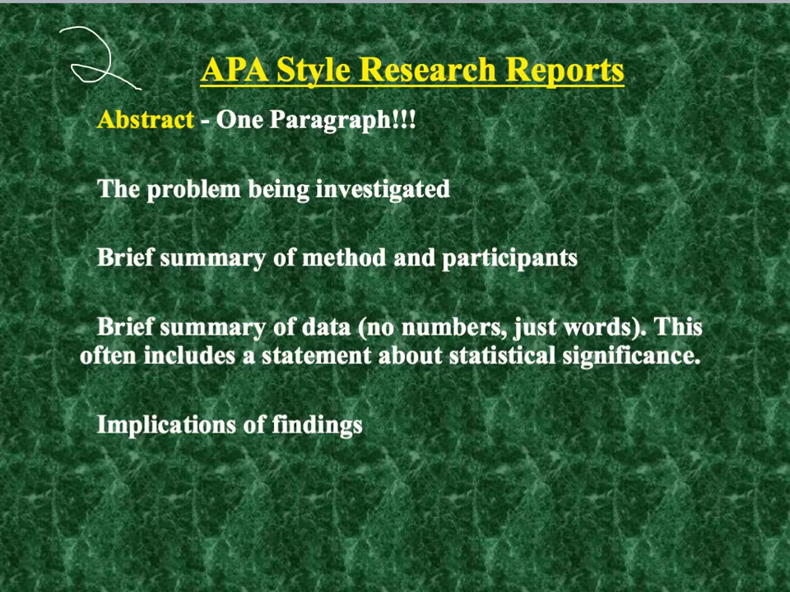Then you can give a brief summary of the data. Typically we don't offer numbers here, and we might include a statement about something being statistically significant, but we usually don't have here F-values and p-values or t-values or chi-square values. We just say something that was statistically significant or not. And then we sometimes have a 1 or 2 sentence summary about what might be implied by our findings. So this is your experiment in a nutshell, or your correlational study in a nutshell. And again, this might be the only thing that the majority of people will ever see about your research report, and that's why the abstract is so important.